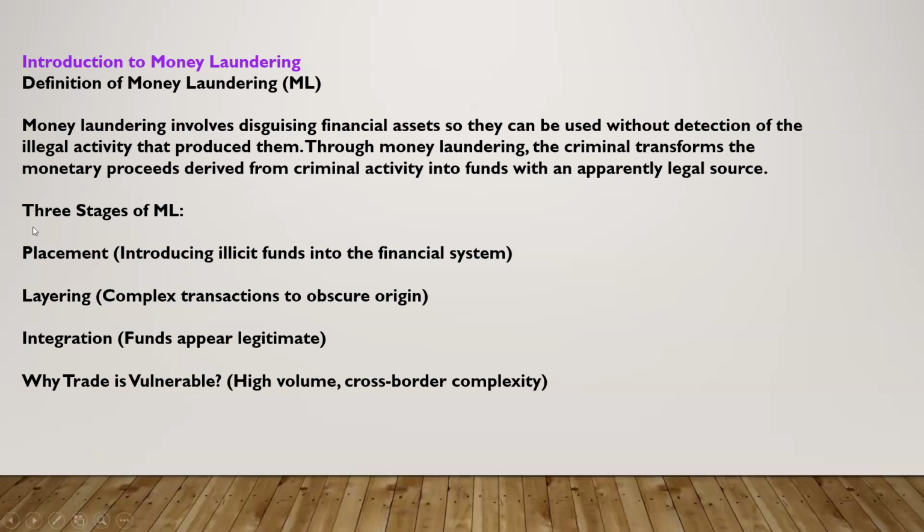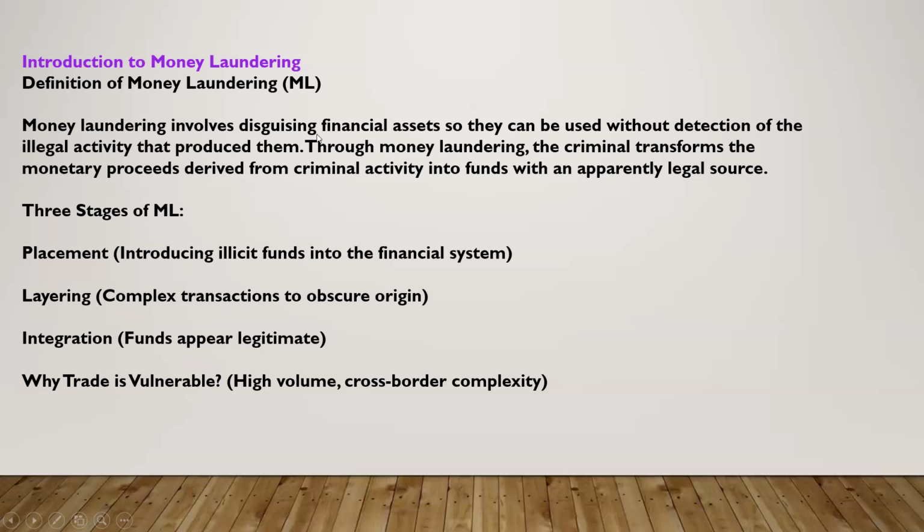There are three stages in money laundering: first is placement, layering, and integration. In placement, they introduce illicit funds into the financial system. Layering means complex transactions to obscure the origin, and in integration, the funds appear legitimate.